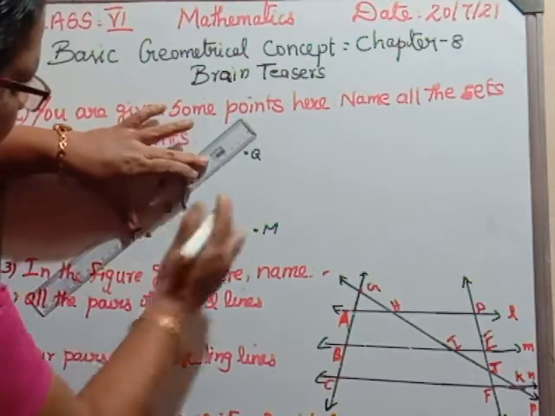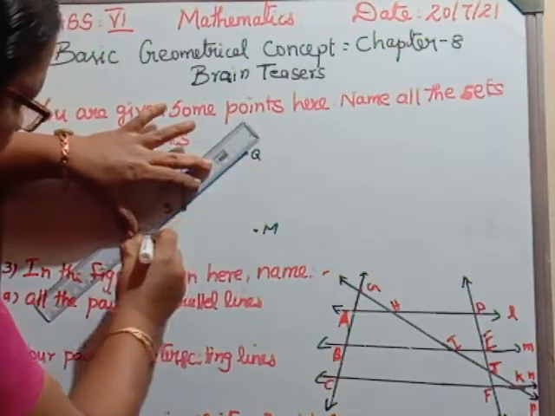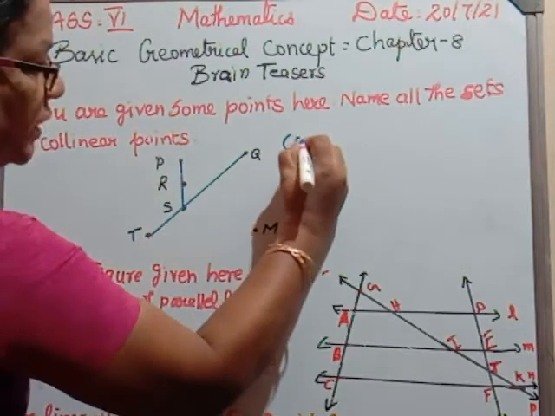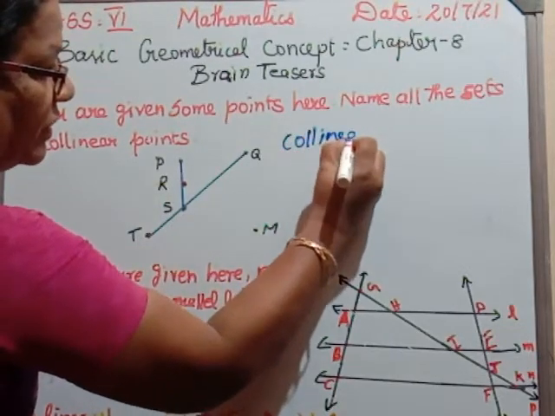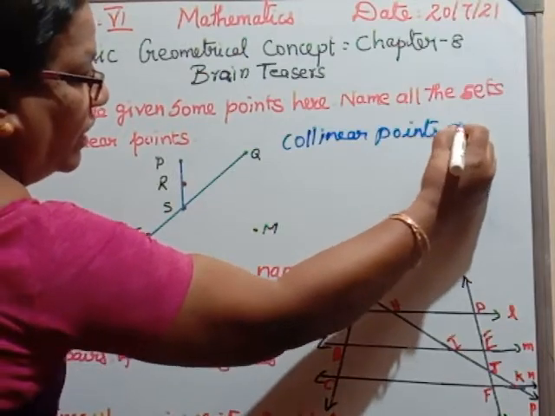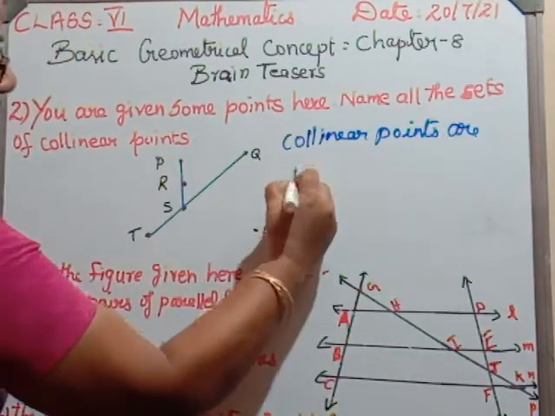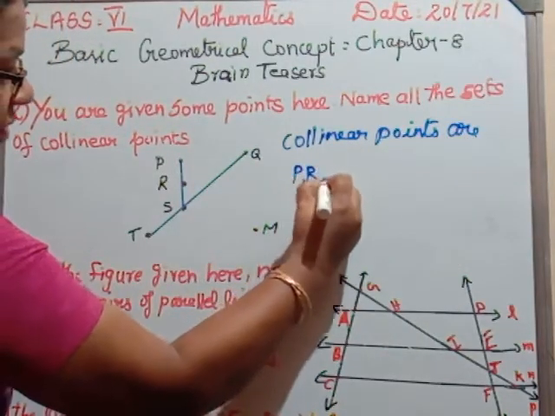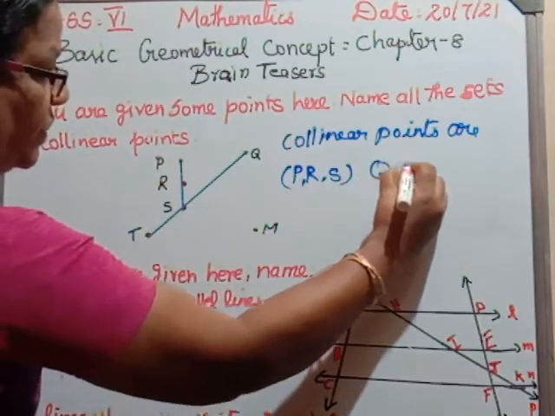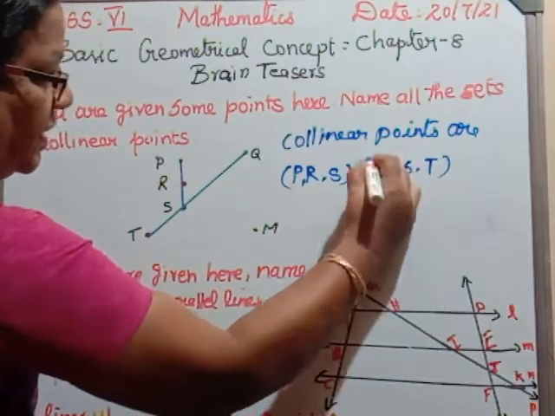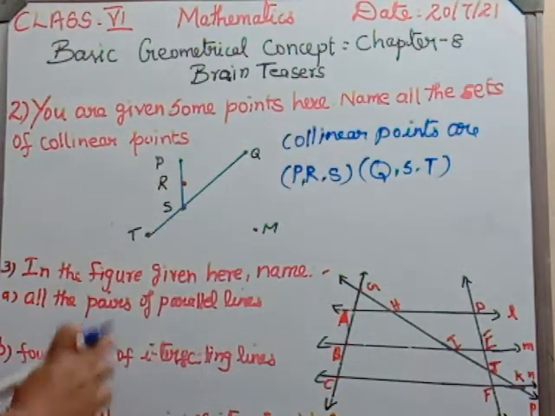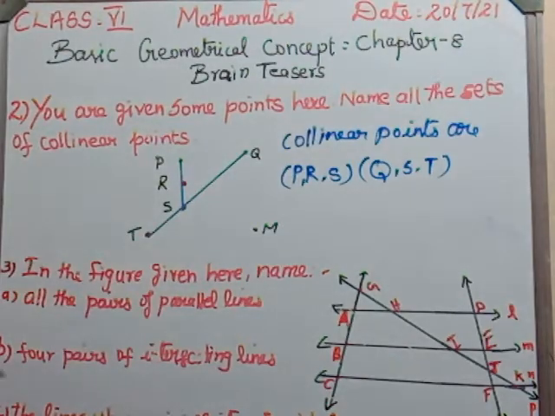Now we can join these three also. So what are the collinear points? Collinear points are P, R, S and Q, S, T. These two sets of points are called collinear points for the second question.